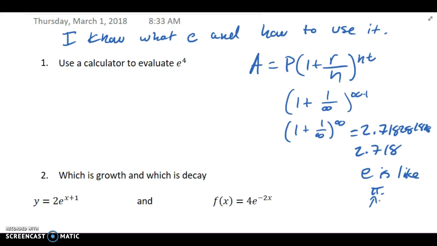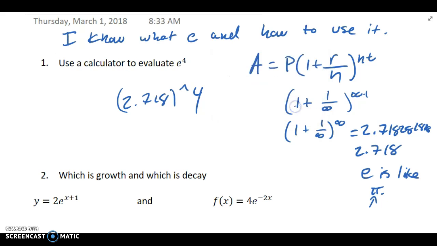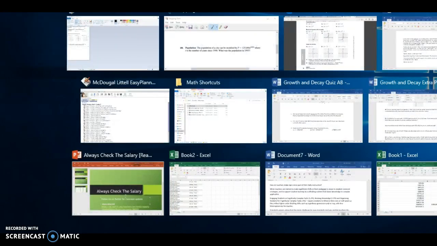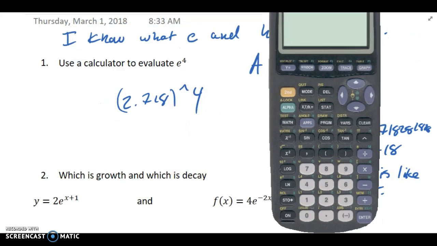Today we're just going to scratch the surface. It's pretty easy stuff. We're going to use a calculator to evaluate this, and all this is is 2.718 to the power of 4. That's all it is, and we can put it in the calculator. Another way to put it in the calculator is, oops, my calculator broke. Let me fix my calculator. Okay, I fixed my calculator.